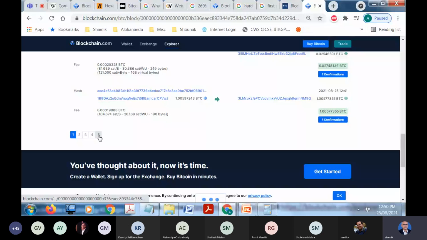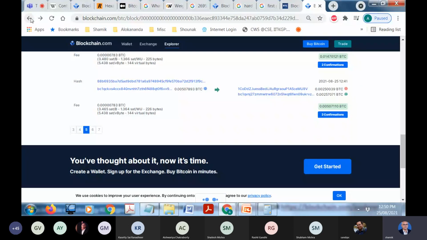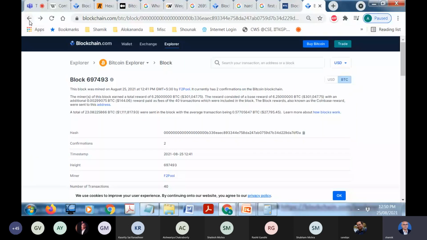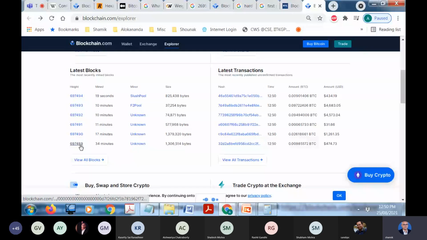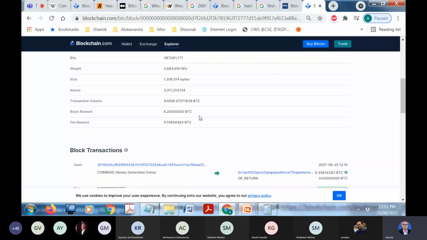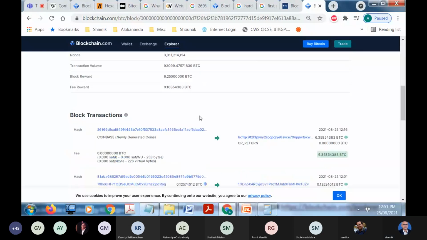Now, if I go back and go to another block from a while back, which has a larger size, you see in the header you have this block reward. That is for mining this particular block, and it is roughly fixed at 6.25 Bitcoin. And then there is a fee reward, which is the fee for every transaction, which adds up over all the transactions, and the miner gets the whole thing.